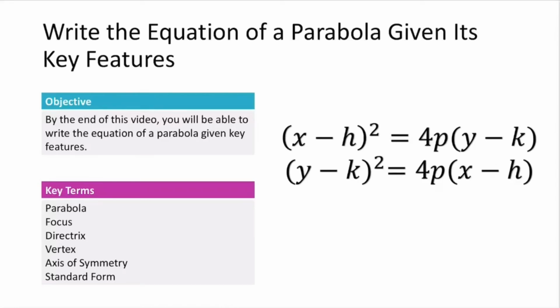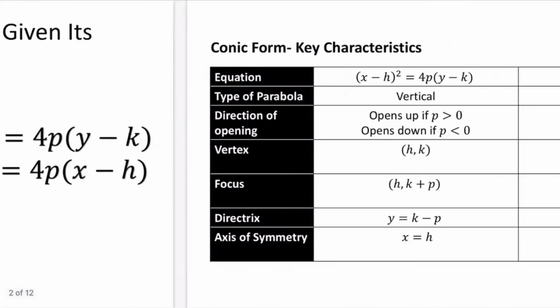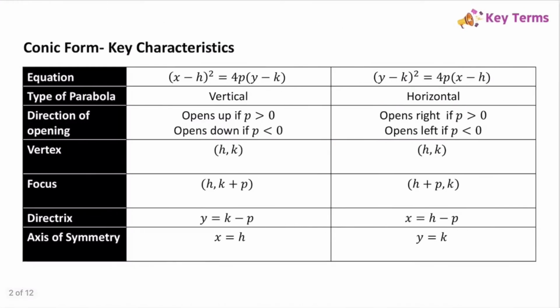In this video, we're going to talk about how to write the equation of a parabola given its key features. So remember, in conic form, we can identify several key characteristics of the parabola. We can look at which term is being squared and identify whether it's a vertical parabola or a horizontal parabola. If the term being squared is an x term, it'll be a vertical parabola. If the term being squared is a y term, it'll be a horizontal parabola.